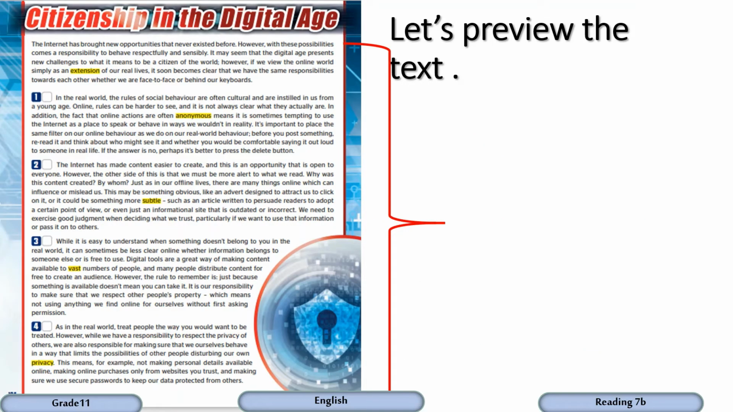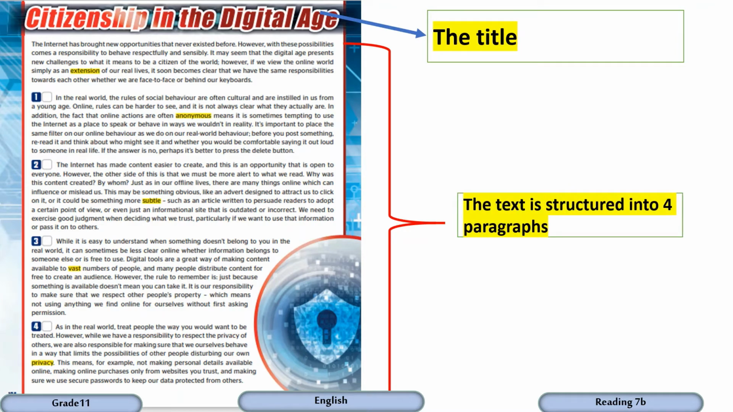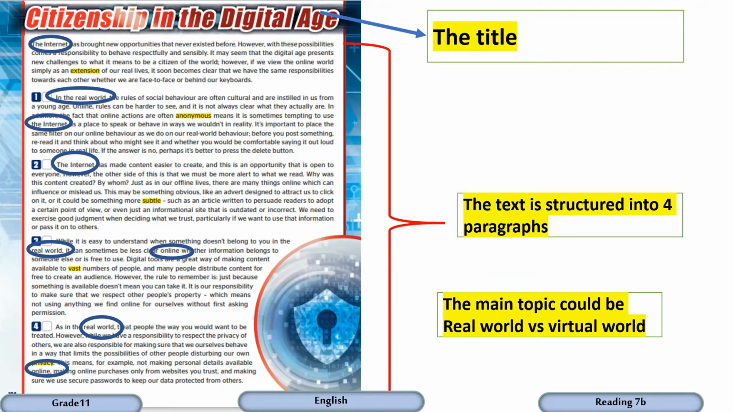All right, now let's preview the text. Here is the title, Citizenship in the Digital Age. As you can see, the text is structured into 4 paragraphs. Now, what do you think the text is about? We can scan the text and check the words that are repeated. The internet, the real world, the online world. So we can say that the main topic could be real world versus virtual world.